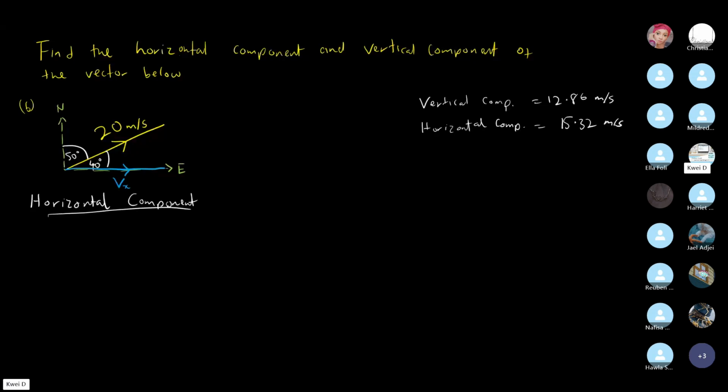So cos 40 is equal to Vx, some will use Fx, no problem, over the hypotenuse, which is 20. So that means that our horizontal component is 20 cos 40. What will that give you? 15.32 meters per second. That is for the horizontal component.